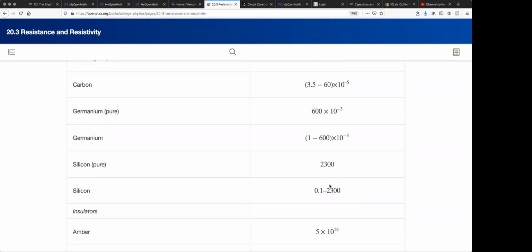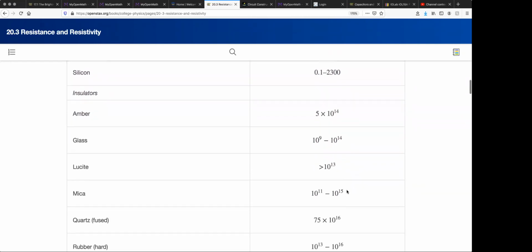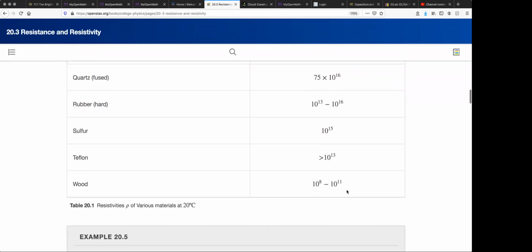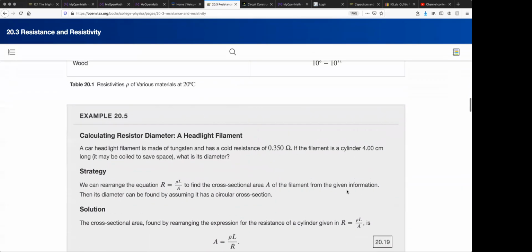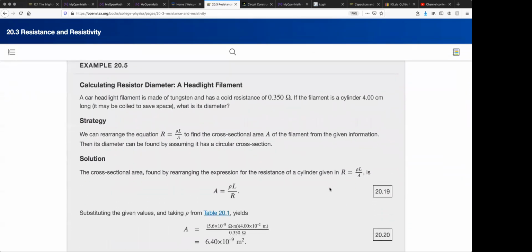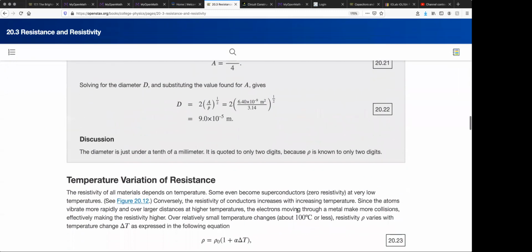For example, silicon has a pretty low resistivity when it has a voltage applied across it, a voltage difference across it, but a very high resistivity when there's no voltage across it. And then there are insulators, which have a really high resistivity because they really don't like things to go through them. So now you can use the equation for resistance to calculate the diameter of a wire, of a filament or something, from the resistivity of the material, the length, and the resistance of the overall wire. And they're doing things like that in this example, using that equation.